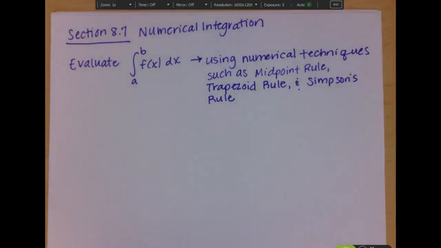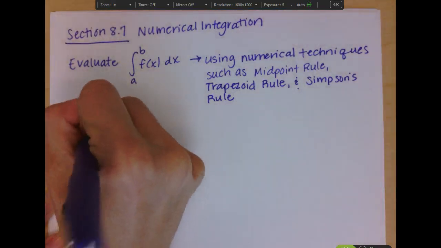Section 8.7 is titled Numerical Integration. And what we're going to do in this section is learn how to evaluate definite integrals, not by using the analytical techniques that we've been learning over Chapter 8, but instead by using what we call numerical techniques. The three techniques that we will address in this section are the midpoint rule, the trapezoid rule, and Simpson's rule.